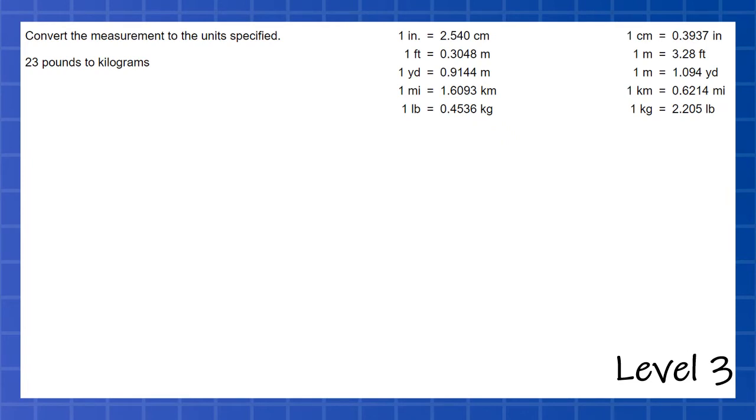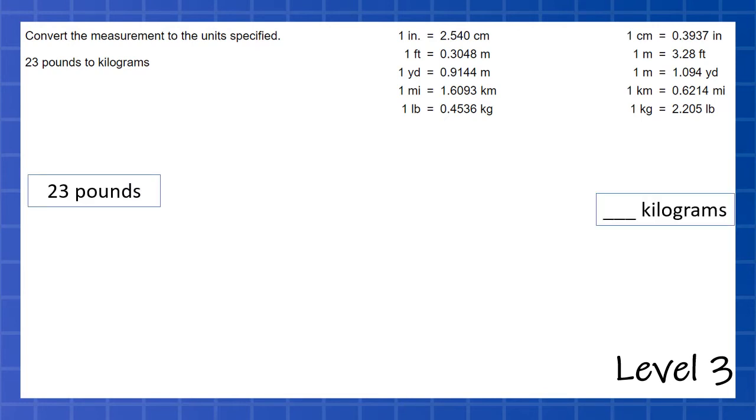Converting measurement, when we're talking about from metric to customary, we're going to want to use a conversion factor. So in this one, we've got a couple we can use. We're converting from 23 pounds to however many kilograms. Now, we have two conversion factors that connect pounds and kilograms. You could use either one. We just want to use whichever one makes sense for the situation.